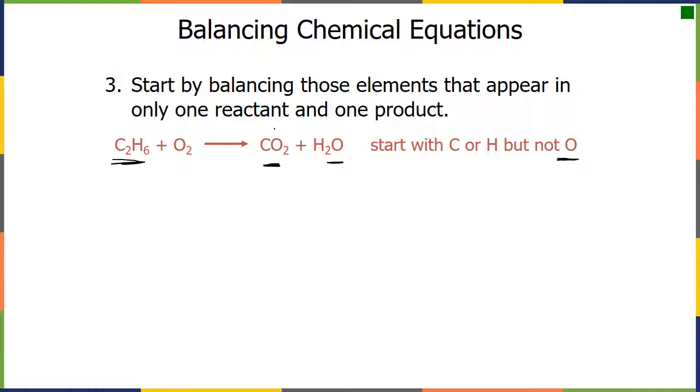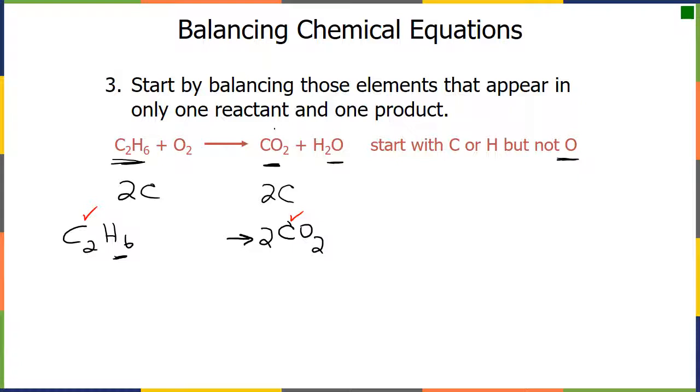So here we go. We have 2 carbons. If we have 2 carbons on this side, we have to have 2 carbons on the other. Our carbons come in a package of carbon dioxide. So if I have 2 carbons, I have to have 2 carbon dioxide. That gives us the 2 carbons. So we're starting out with C2H6, and we're going to make ourselves 2 carbon dioxides. If we like, we can indicate that our element is balanced, and then go on to the next one.